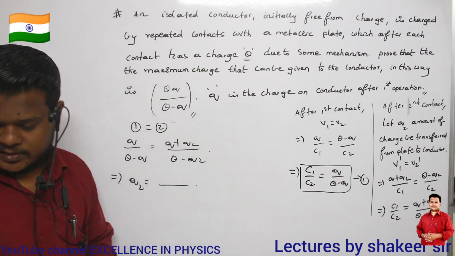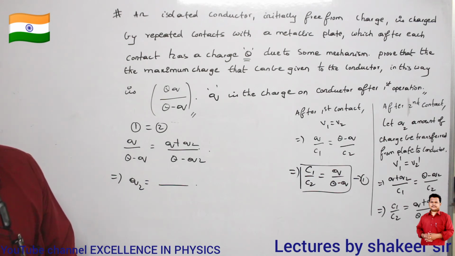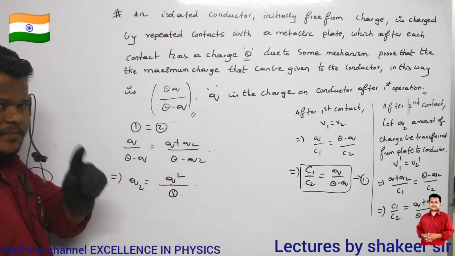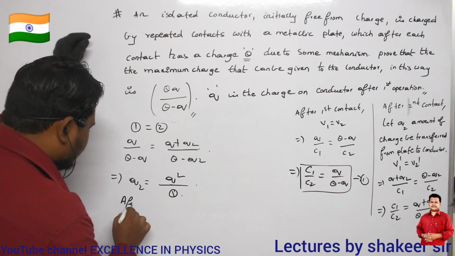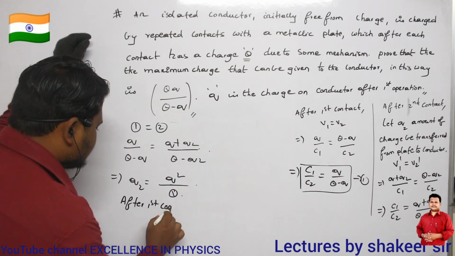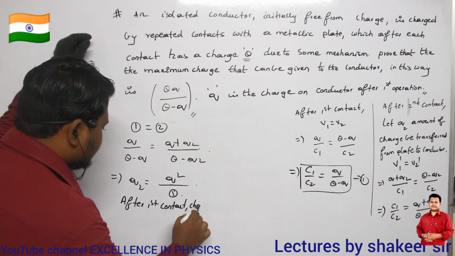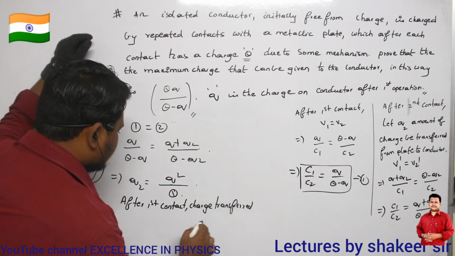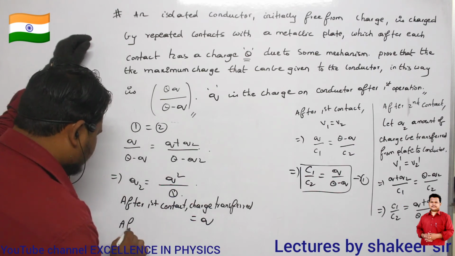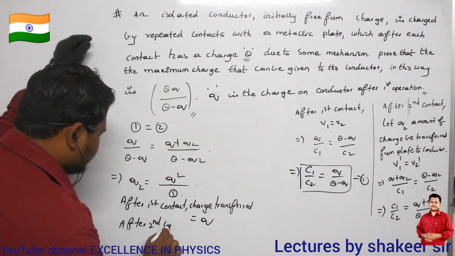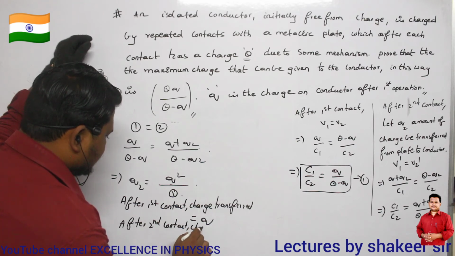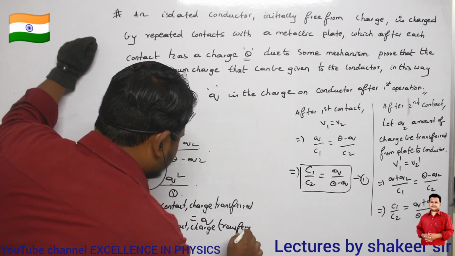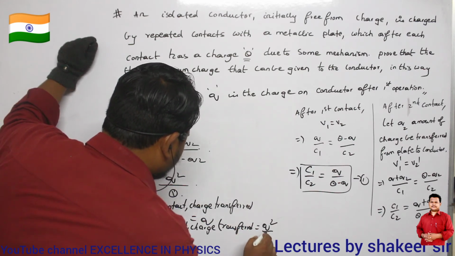So directly I am writing the answer here. What is the value of Q2 you should get? You should get Q square divided by capital Q. Are you able to understand? So after the first contact, the charge transferred is Q. Similarly, after the second contact, the charge transferred is Q square divided by capital Q.